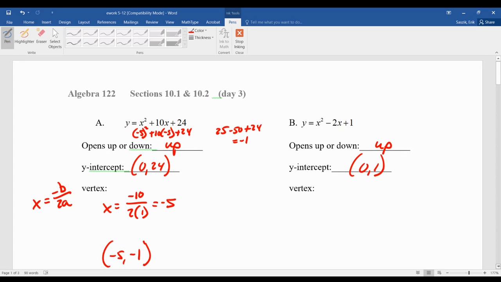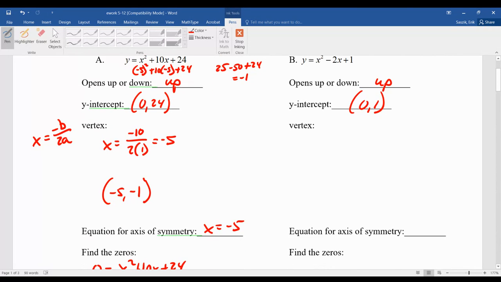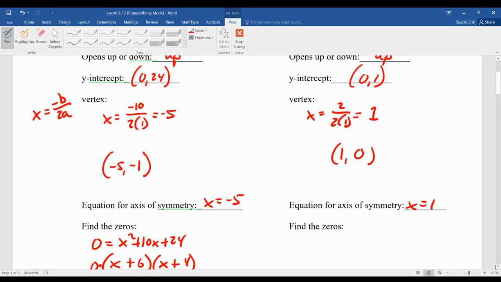Okay, back here, we'd started this one. So the vertex, remember, opposite B, in this case, would be positive 2 over 2 times A. 2 over 2 is just 1. Plug that 1 in. 1 squared is 1. 1 minus 2 would be negative 1 plus 1 is 0. It comes out to 0. Axis of symmetry is x equals that. I'll draw the axis of symmetry in this next one.